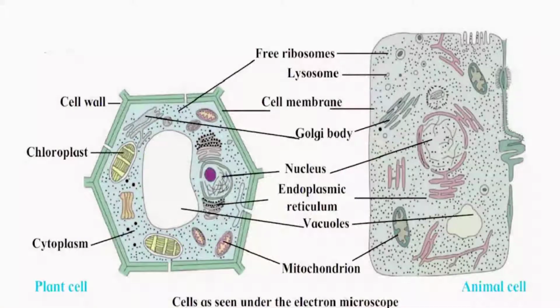Students, there are two main types of cells, plant cell and animal cell.